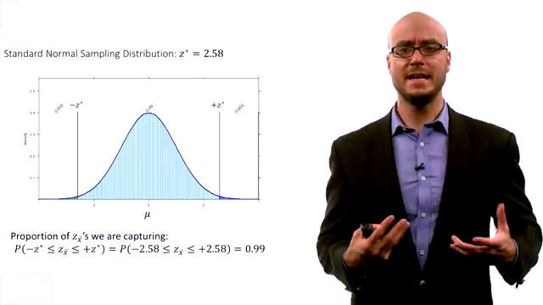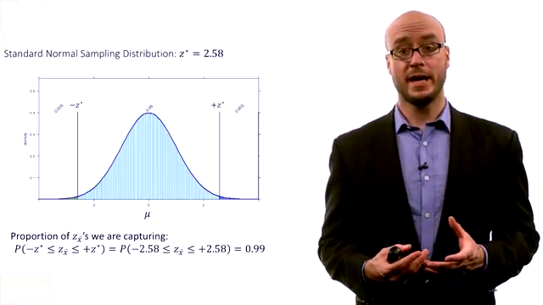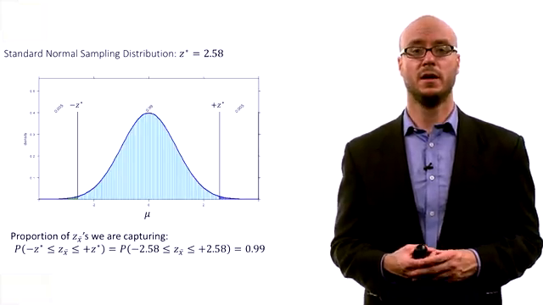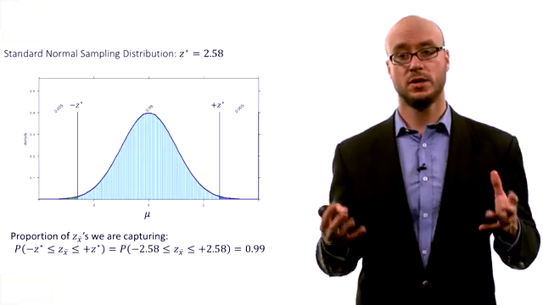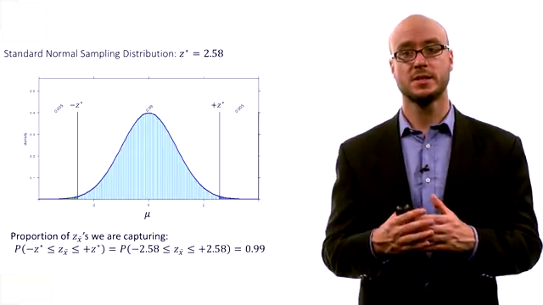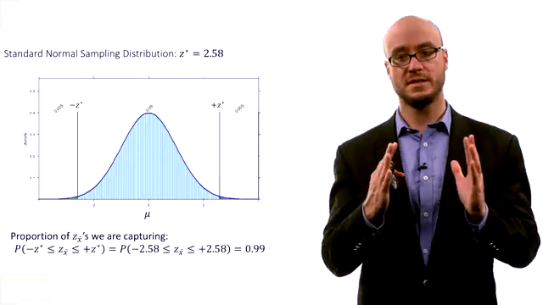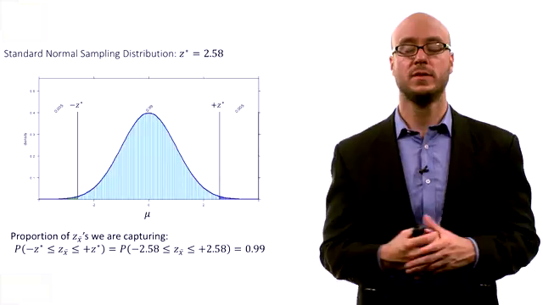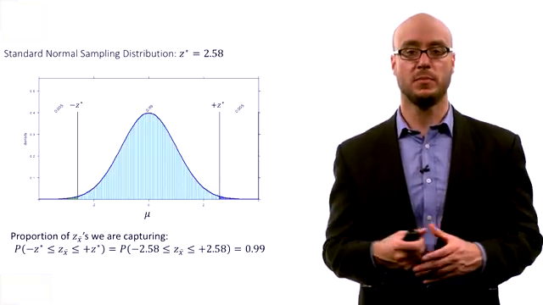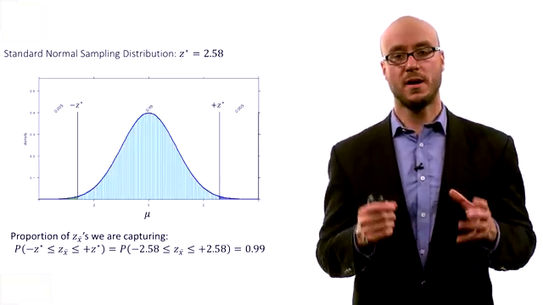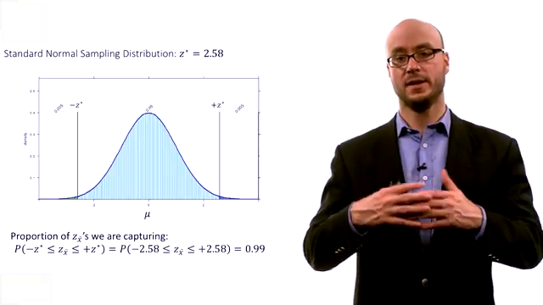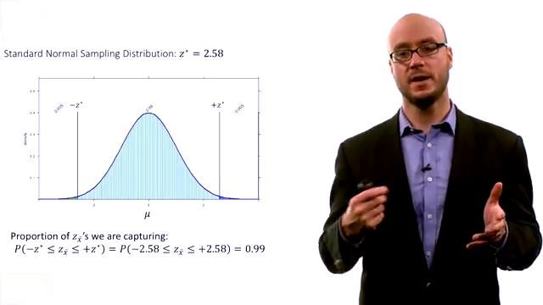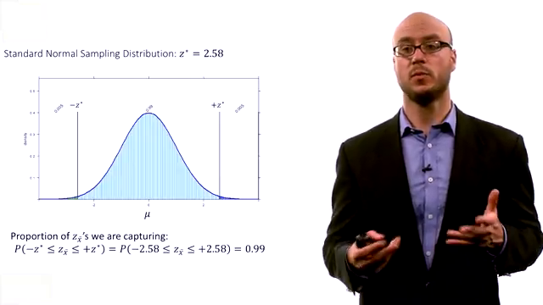What happens if we want to create a 99% confidence interval? Well, in that case, we want to capture 99% of the sample means. So if we want to capture 99% of the sample means, we want z star values that are farther out in the tails so that we capture more of the sample means in the middle part of the distribution. So we can say that the probability of having a sample mean between negative 2.58 and positive 2.58 is 0.99.